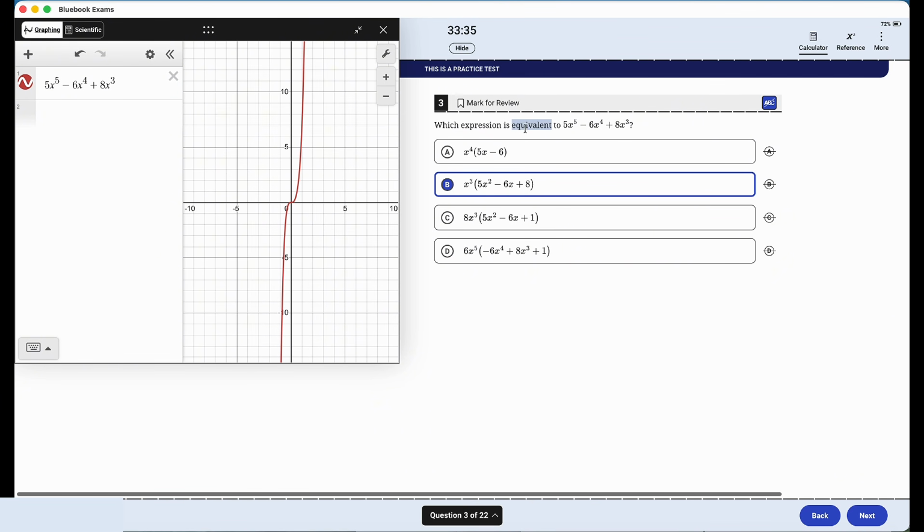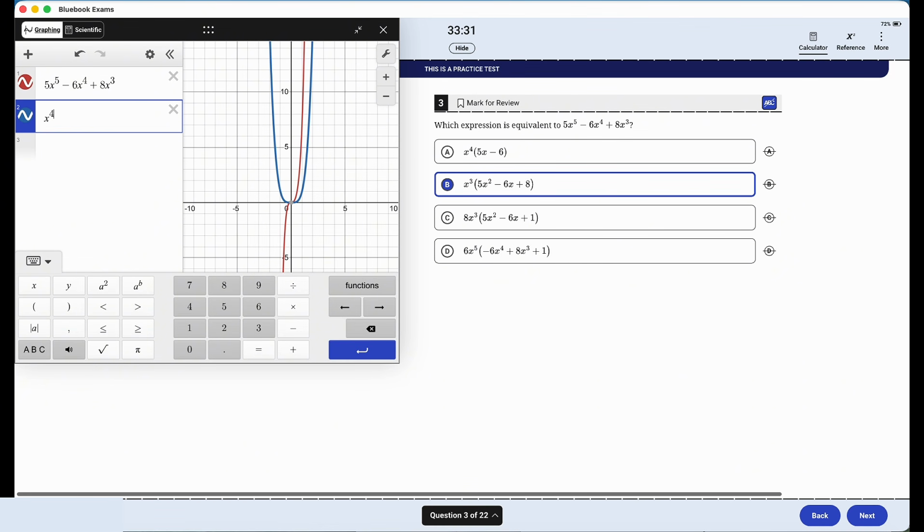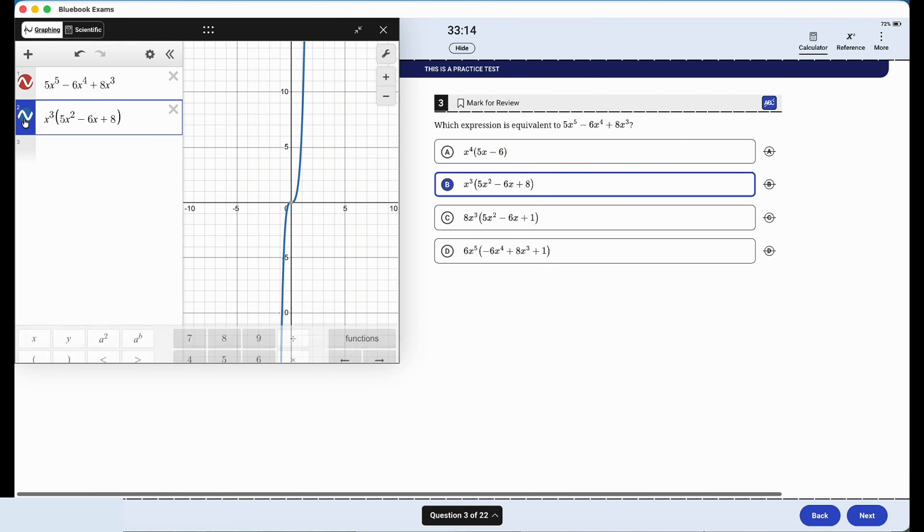Equivalent means, right? This is a key word you want to remember. It means one of these has to be the same. So this is a good strategy to know when it's like a harder problem, right? Where the algebra might not be as obvious. You see, if I put in answer choice A, that's not the same as the original one. So that's not equivalent. But if I change it to B, then 5x squared minus 6x plus 8, you see, this is the same exact graph. So that's how you can verify an equivalent one if they're the same, just using Desmos, right?